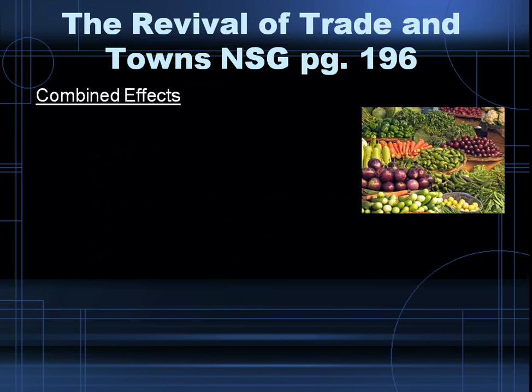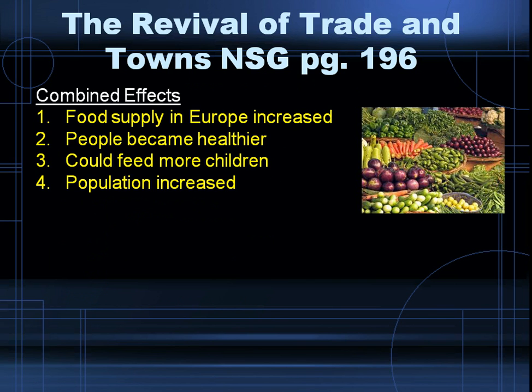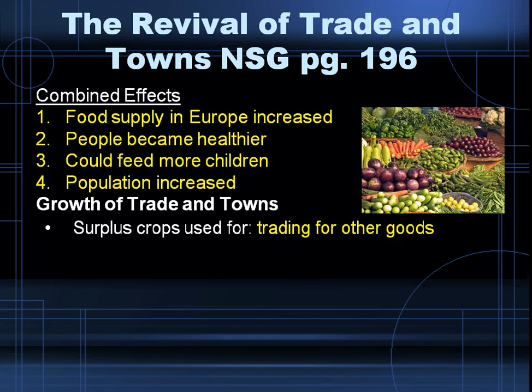The next question is, what do the combined effects of all these three innovations do? First, the food supply in Europe increased. Second, people became healthier. Third, they could feed more children. And fourth, the population increased. So this led to a growth of trade in towns.